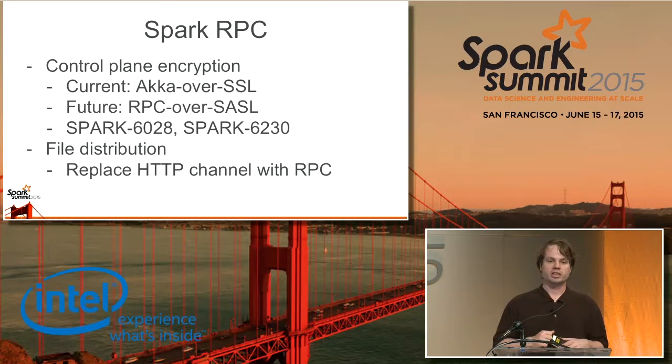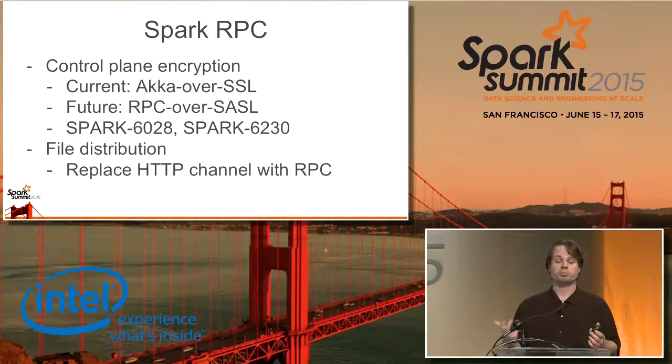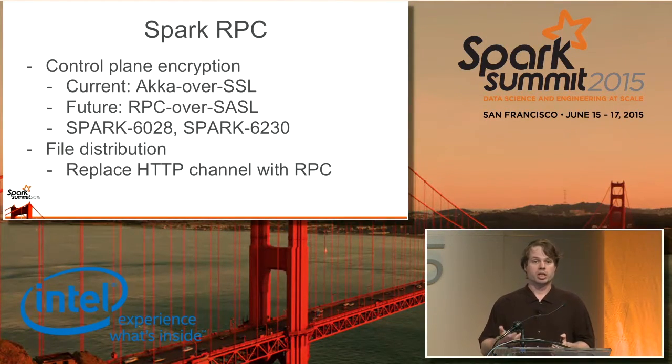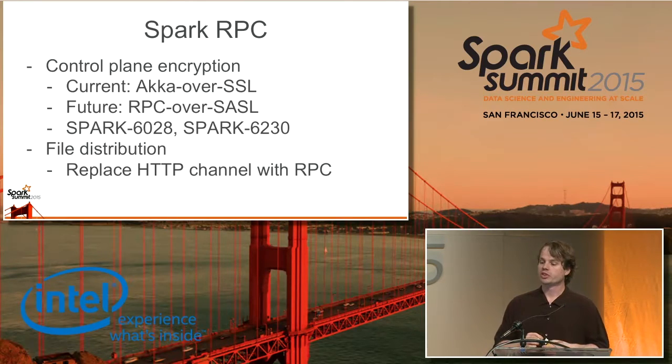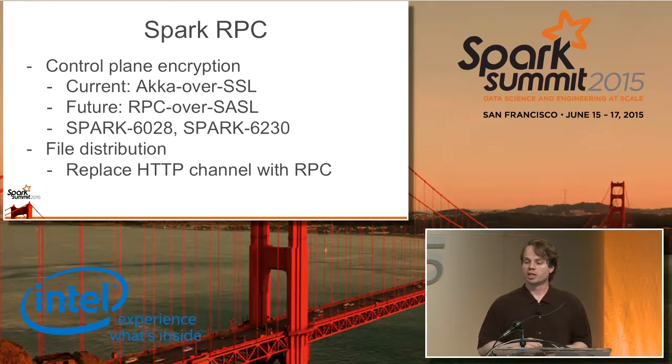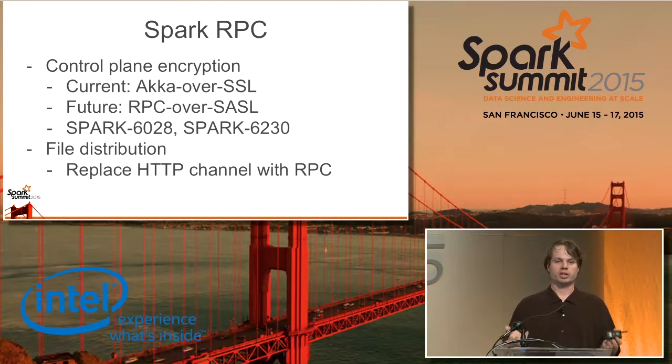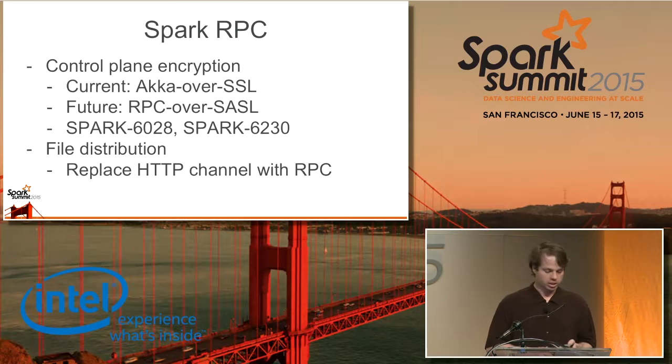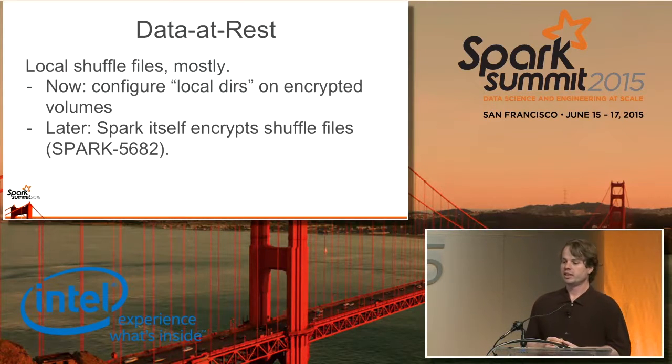The RPC library used in Spark was built mainly to cover the use case of distributing shuffle files, so it's very efficient at distributing files. So it should be very easy to replace this HTTP server with the RPC interface, and it does have support for SASL encryption on top of it.